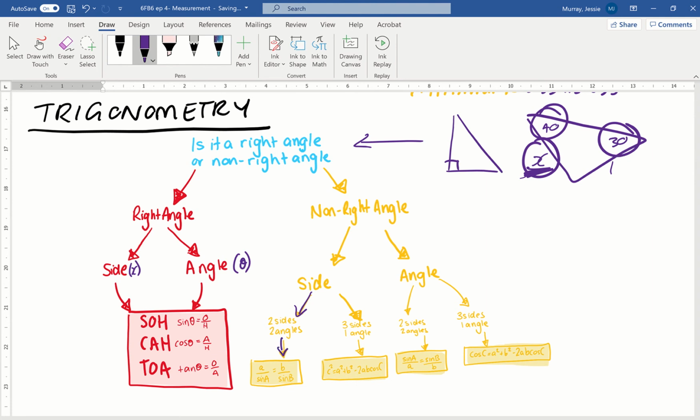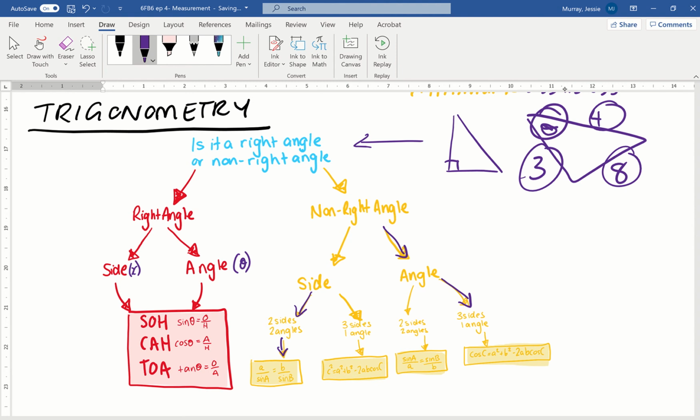If, let's say, it was a little bit different. It had 3 sides and just 1 angle. And let's swap it up around this time and go, let's say they say theta, 4, 3, and 8. And they say find the angle. I would say to myself, okay, I'm finding an angle. I've got 3 sides labeled and 1 angle. So that's going to be the cosine rule.